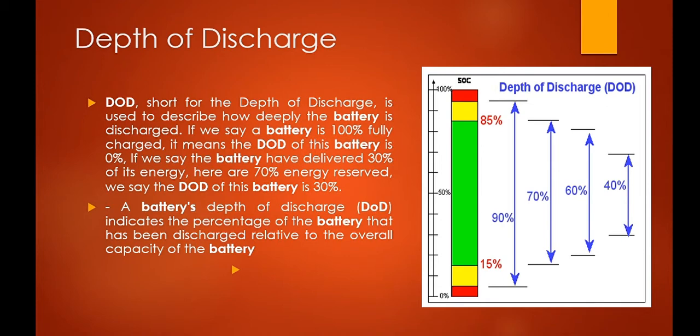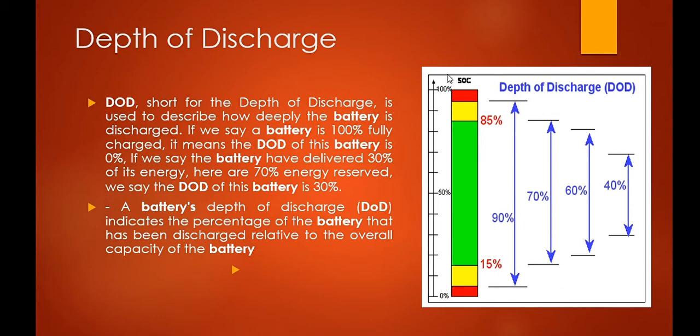If we say the battery has delivered 30% of its energy, there is 70% energy in reserve. We say the DOD of the battery is 30%. It means 30% of the battery is used. A battery's depth of discharge indicates the percentage of the battery that has been discharged relative to the overall capacity of the battery.